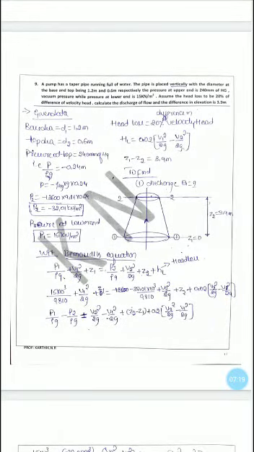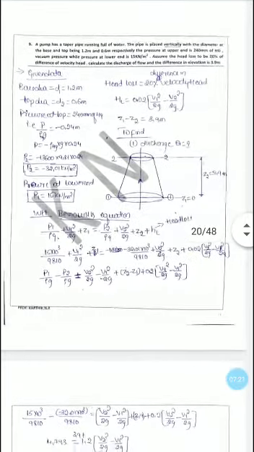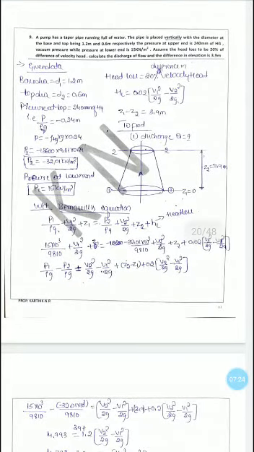In the next problem, see, this is also a very important problem. Here the problem is a pump has a taper pipe running full of water. The pipe is placed vertically. See, here also the pipe is placed vertically. If the pipe is placed vertically, the Z1 is always 0. The Z1 becomes the datum line. With the diameter of the base and top being 1.2 and 0.6 meter. The base diameter is 1.2 and the top diameter is 0.6 meter respectively.